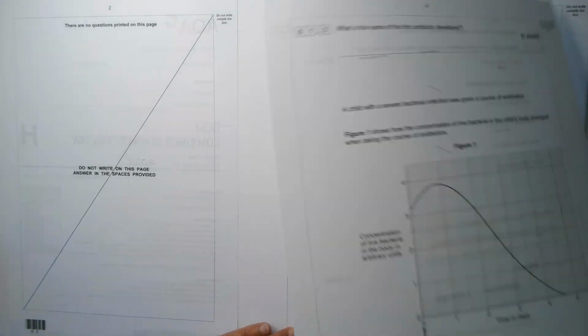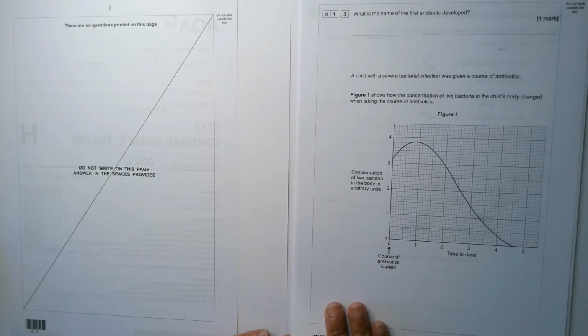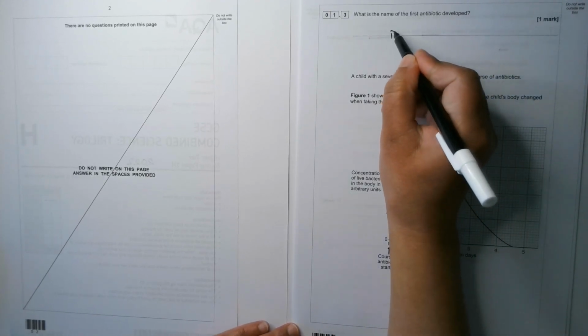Next question. What is the name of the first antibiotic developed? Penicillin.